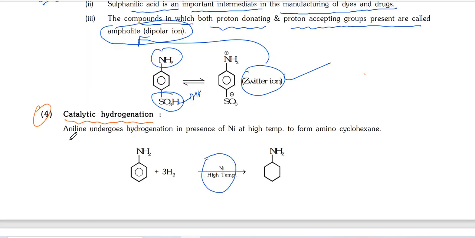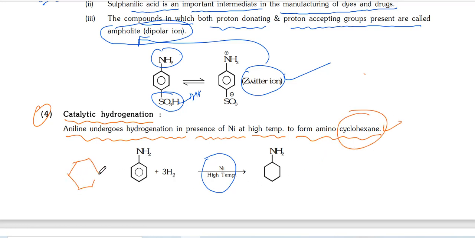Catalytic hydrogenation. Aniline undergoes hydrogenation in the presence of nickel at higher temperature to form aminocyclohexane. Generally, hydrogenation of benzene is difficult, but it will take place at higher temperature. So the benzene ring is converted into cyclohexane, with the NH2 group as it is.